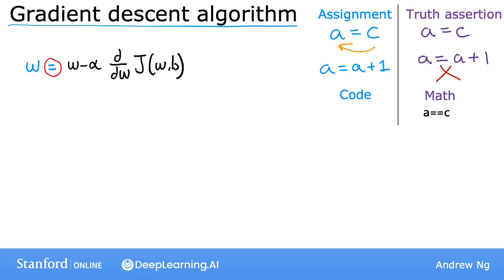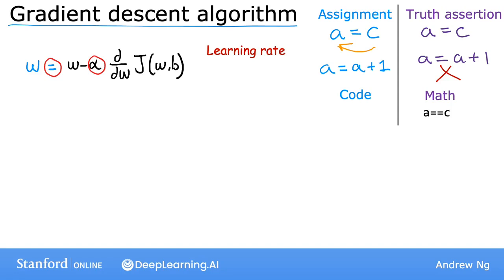Now, let's dive more deeply into what the symbols in this equation mean. The symbol here is the Greek letter alpha, and in this equation, alpha is also called the learning rate. The learning rate is usually a small positive number between 0 and 1, and it might be, say, 0.01. What alpha does is it basically controls how big of a step you take downhill.